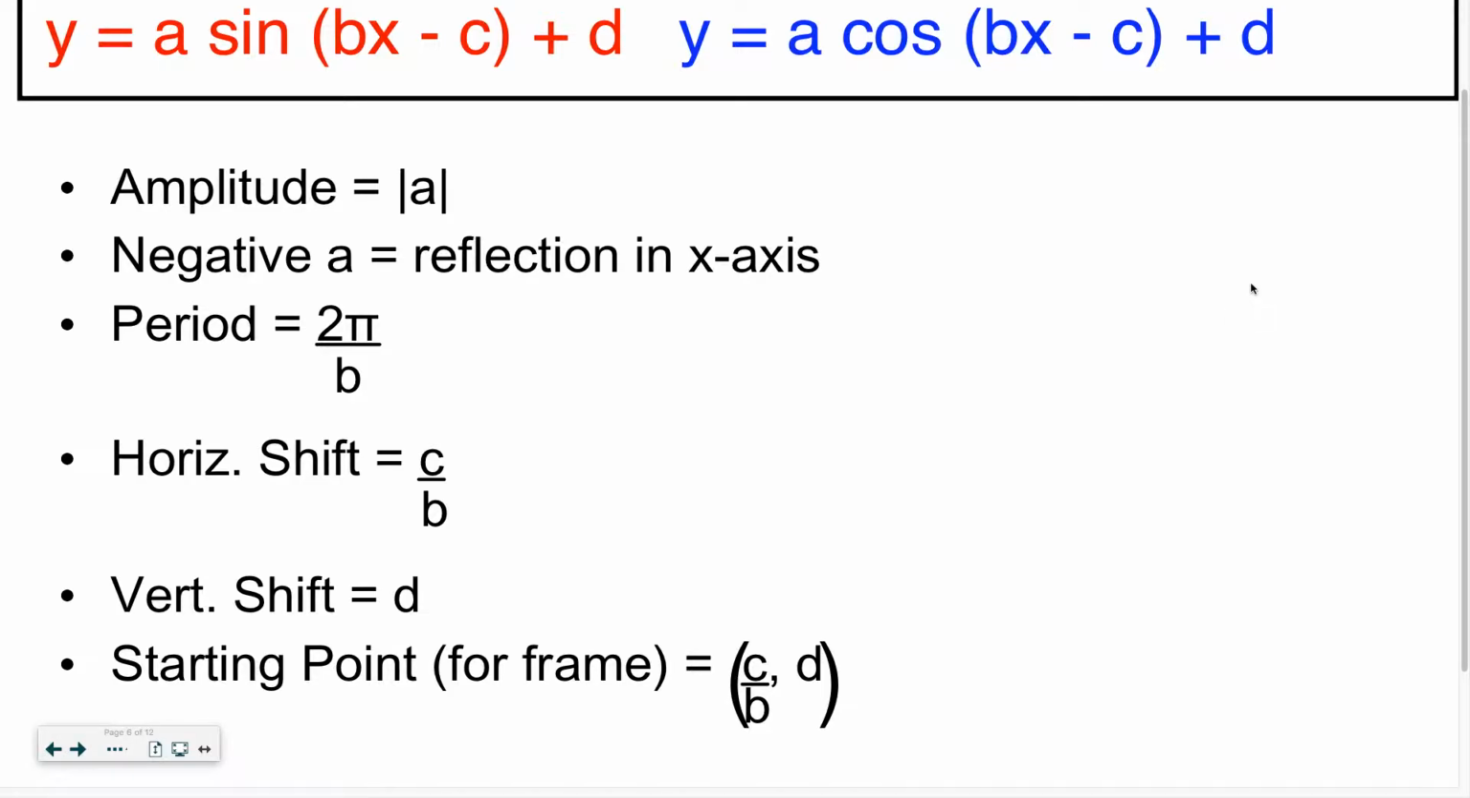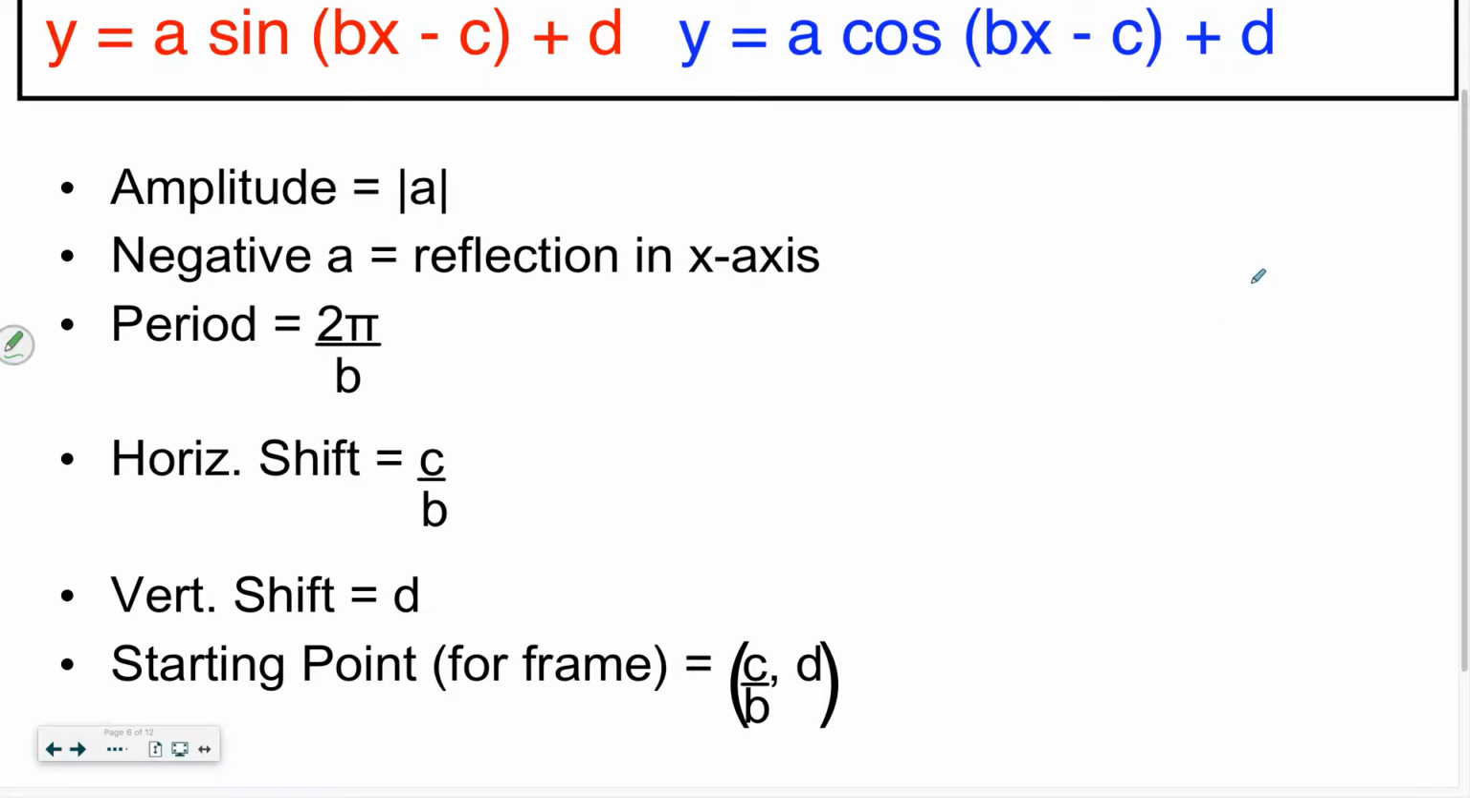The period is affected by horizontal stretch or shrink, which is going to be your B value. And for sine and cosine and their reciprocals, their periods will always be 2 pi over B. That will change for tangent and cotangent. They have a shorter period. We'll talk about that next week when we get to those graphs. But for sine, cosine, and their reciprocals, always 2 pi over B.